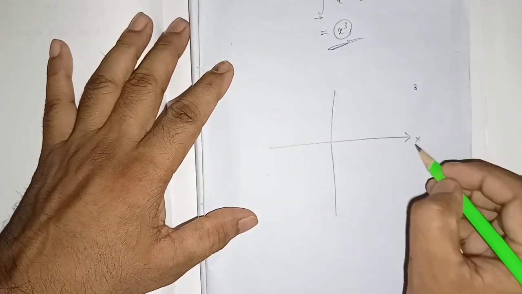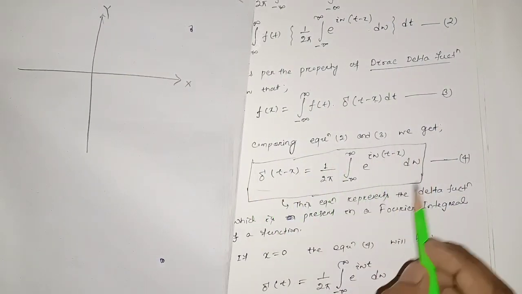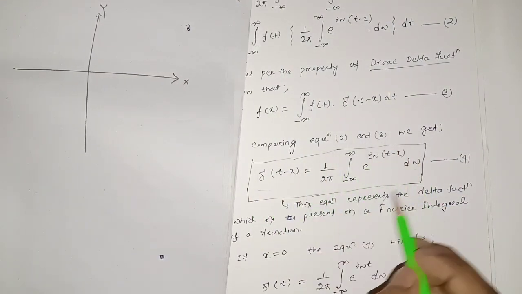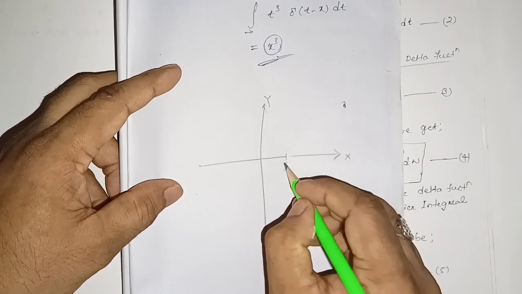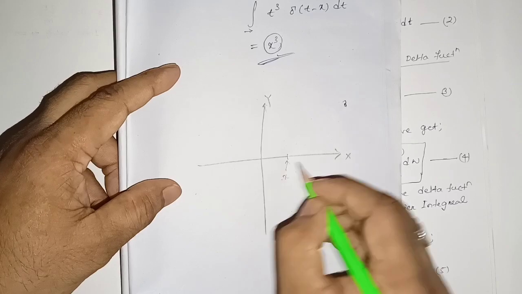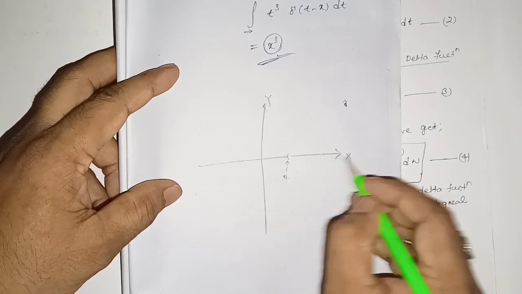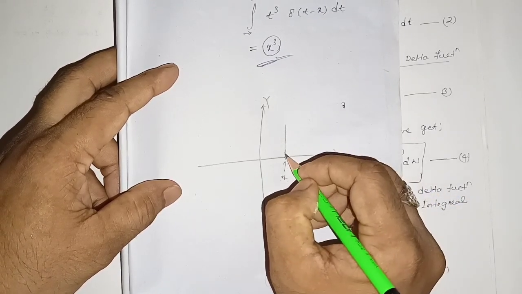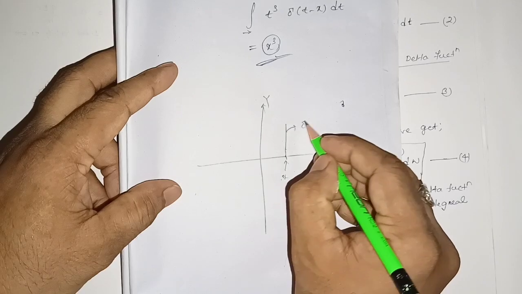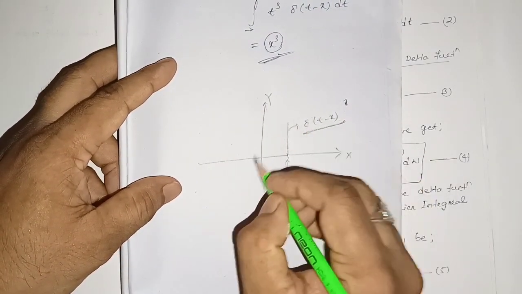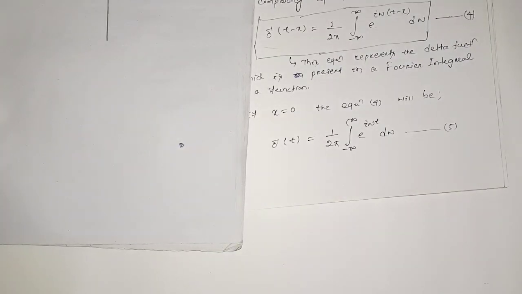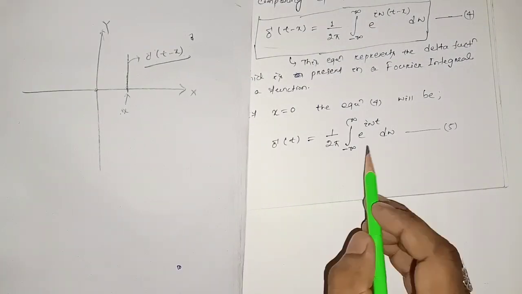So this is your xy plane. Here this delta function, whose value is this one, in the form of an integral, exists at any point on the x-axis. Suppose this is your x point on the x-axis. At this point this delta function exists, so it is represented as delta(t minus x). If this delta function exists at x equal to 0, then this can be written as delta(t). This is your delta(t).